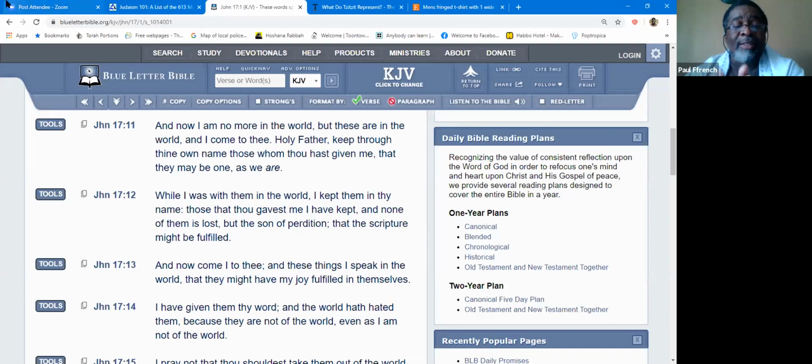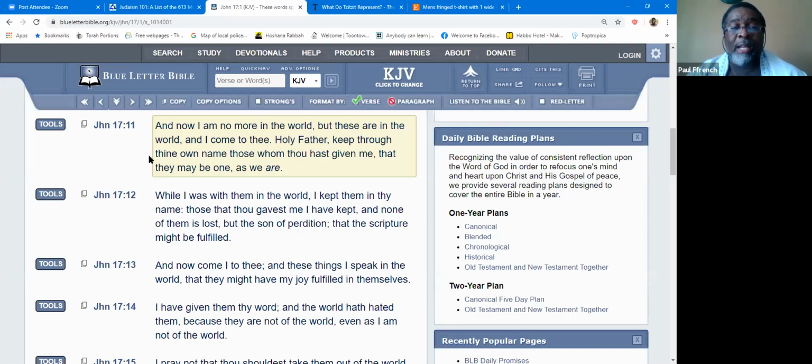All right, so stop there for a minute. It says, Holy Father, keep through thine own name, whom thou hast given me, that we may be one, that they, as believers, may be one as we are. So the Lord is saying, he and the Father are one, two different persons, but they are one. Some scholars would say they are one in purpose and character, but two different persons.